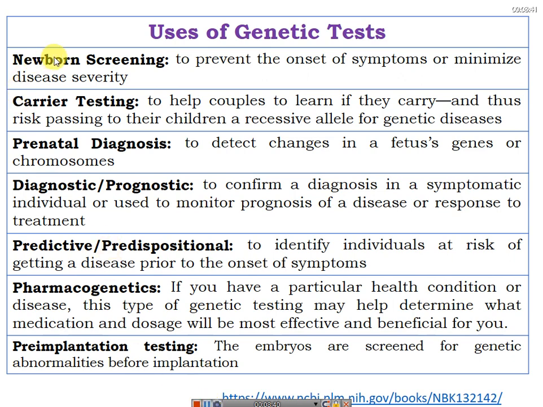We can do newborn screening, right, to prevent the onset of symptoms and minimize the disease severity in newborns. Okay, the earlier we diagnose the genetic disease, the earlier we can start the treatment. So we can do genetic tests in newborns to screen whether they are having some genetic disorder or not. And then we can do carrier testing to help couples to learn if they carry any disease causing gene or any mutated gene that they can pass to their children.